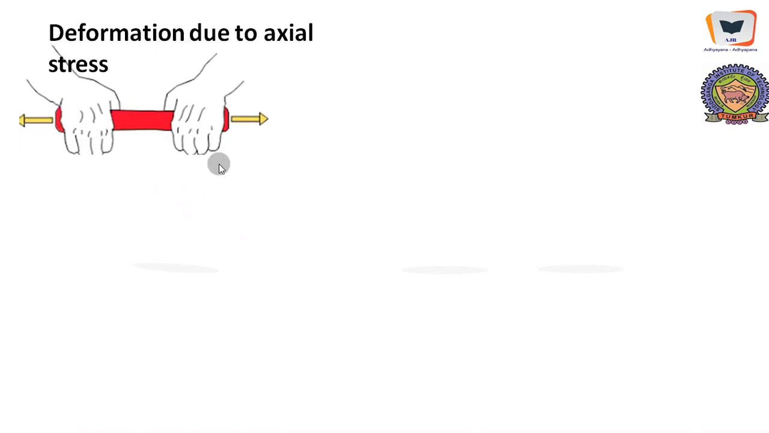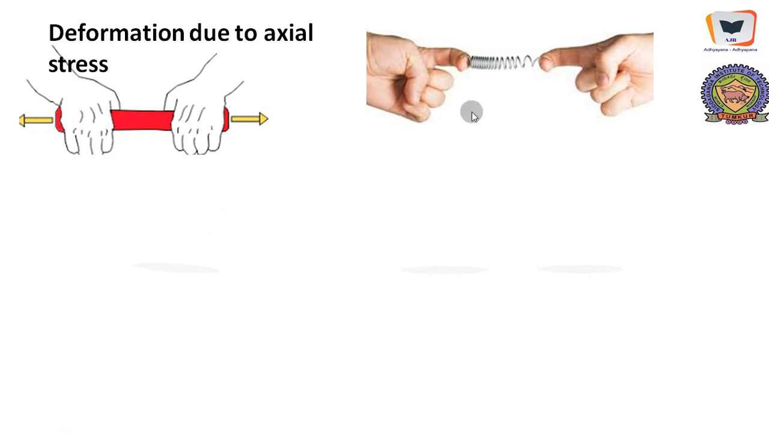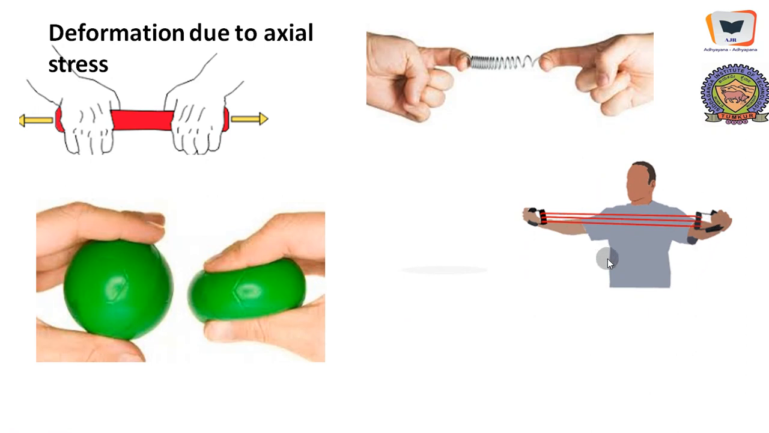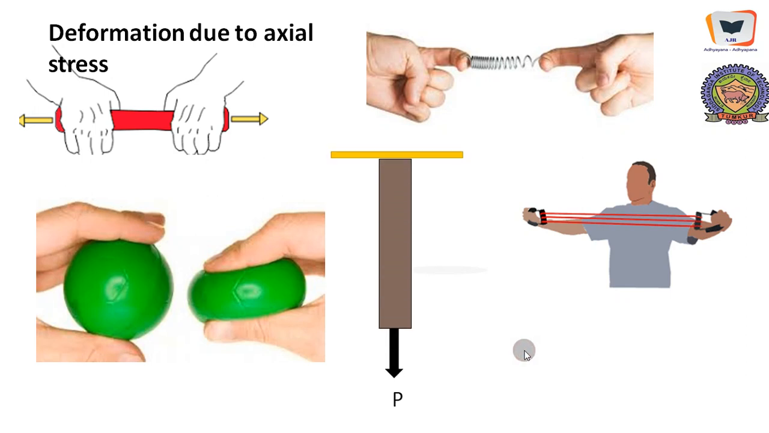Then deformation due to axial stress. There can be two types of deformation that may happen due to axial stress, and this is pulling. So this particular component is subjected to tensile stress. This is also pulling. The spring is subjected to tensile stress, and here we are compressing. The ball is subjected to compression, and here this is also getting pulled, and the threads over here, the wires over here, will be subjected to tension.